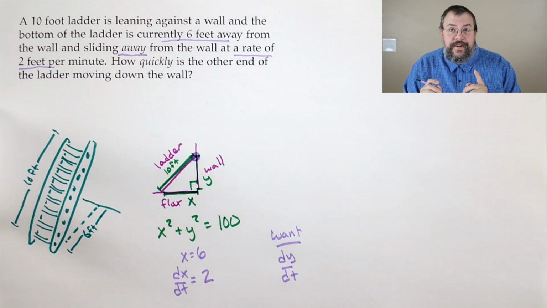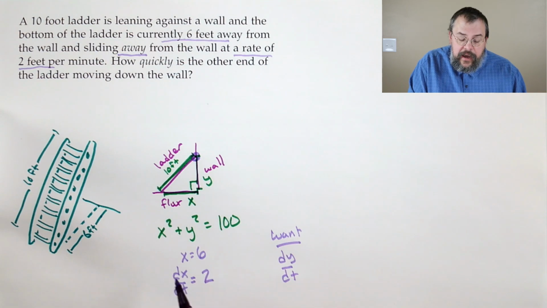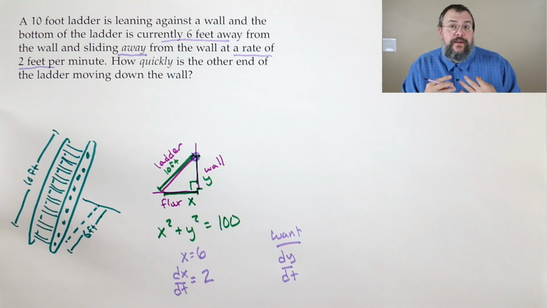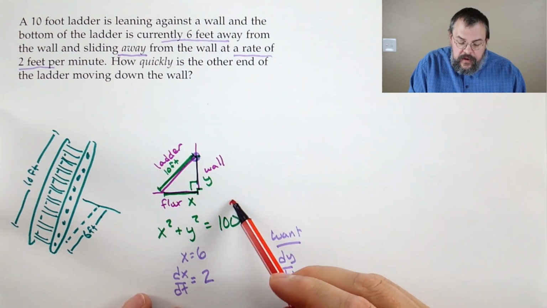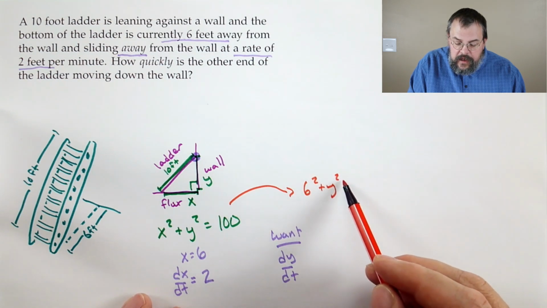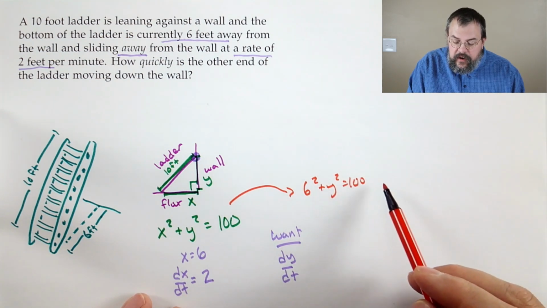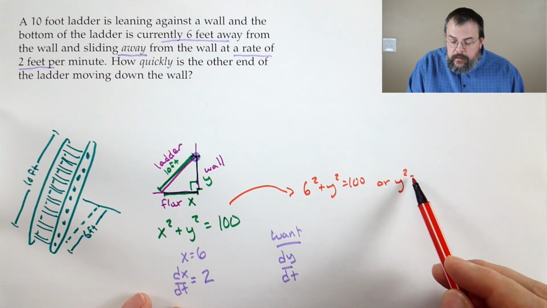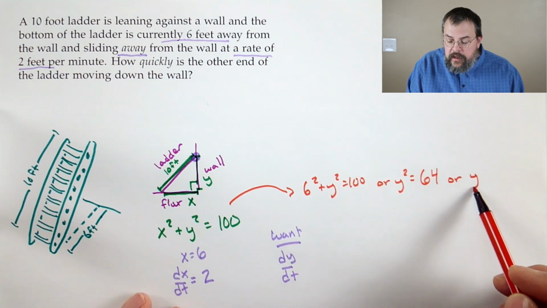Well, I claim there is. You see, there's a relationship between x and y, and we've been told what x is. So we can use that relationship to figure out what y needs to be. So if we plug x into our relationship, we get the following, namely that 6 squared plus y squared equals 100. Well, 6 squared is 36. Move 36 across. We get y squared would be 64. Take the square root, we get 8.